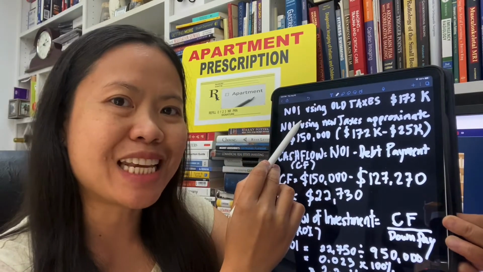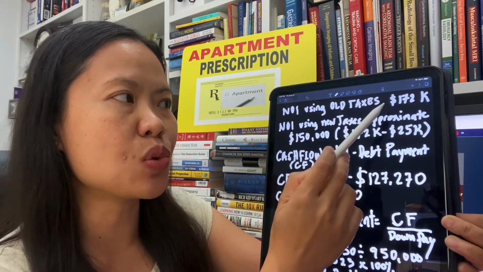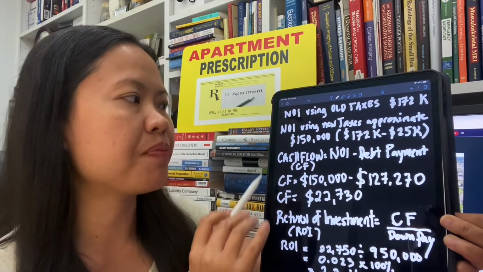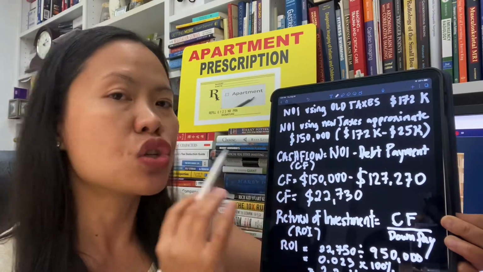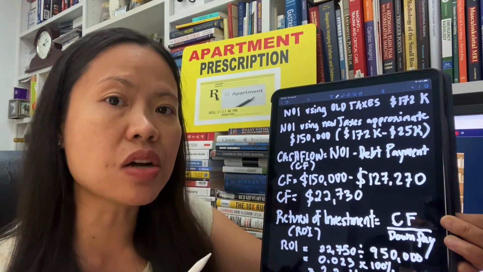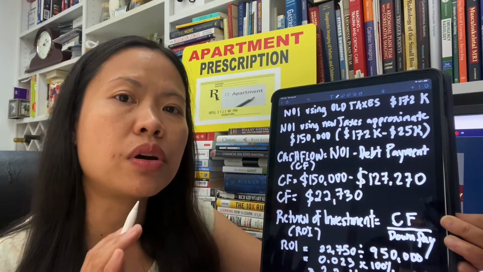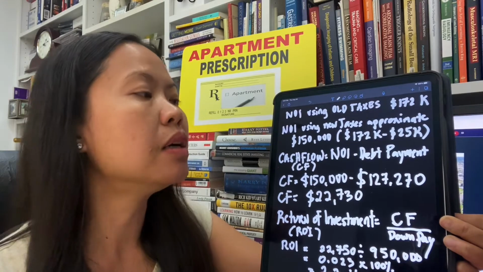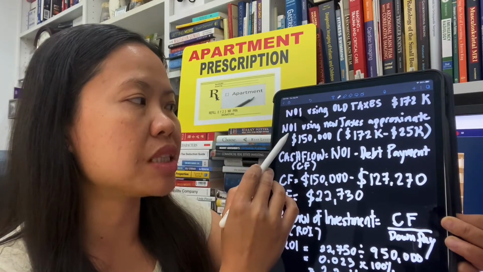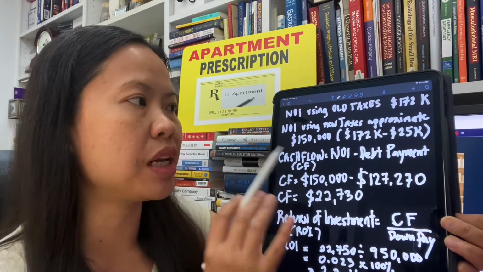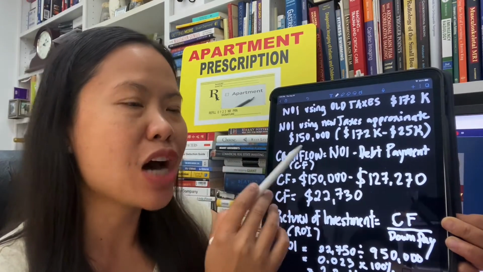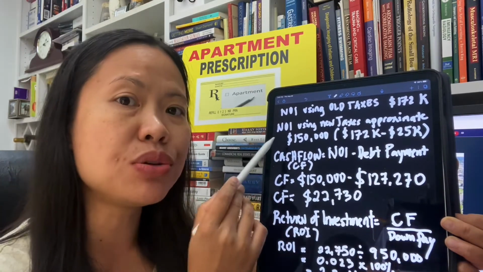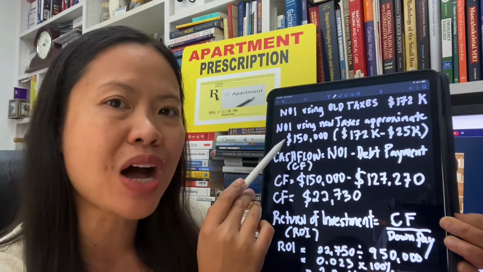So the net operating income, or NOI, using old taxes is $172,000. Now this is only a rough estimate, so to get the new taxes, you'd have to call your assessment office to know what the new taxes will be when you buy the property. The net operating income using new taxes, like I said, this is only an approximate, is $150,000. How did we get to that number? $172,000 minus $25,000 gives us a new NOI of $150,000.